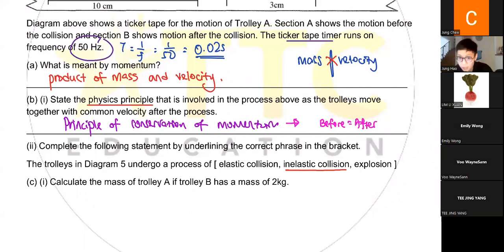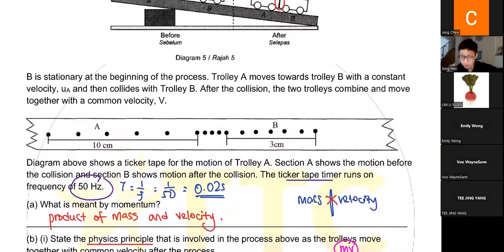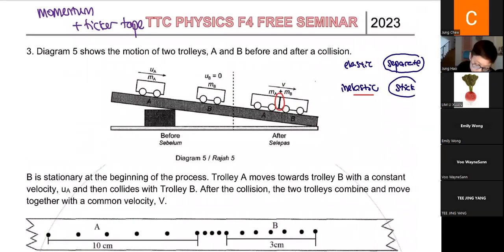How do we calculate momentum, guys? Momentum is just basically mass and velocity. You multiply mass with velocity. That's it. Okay. So now when we look at the top, if you want to calculate momentum, obviously you have to know on the left hand side, this is before. On the right hand side, this is after.